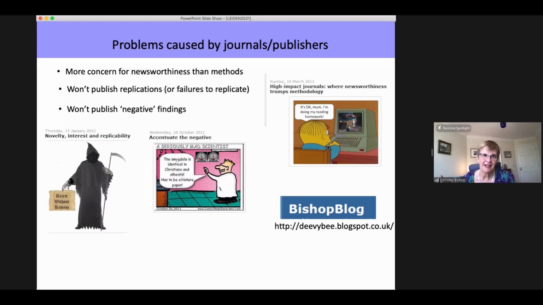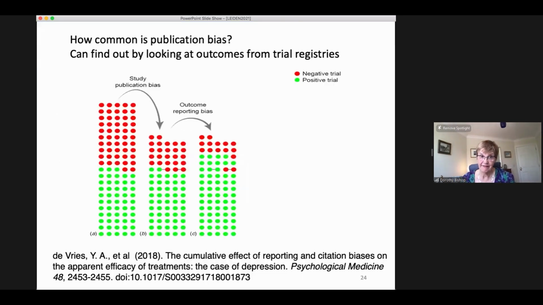Let's have the next, yes, replications or failures to replicate are also often dispreferred by publishers and journals, even though to my mind, until you've replicated something, I often, in many fields, don't believe it very much. You need more than one study, and yet they're seen as unexciting. So we have this real problem: these are all things that contribute to publication bias, factors that journals and publishers regard as not very interesting. Next slide. And next slide.